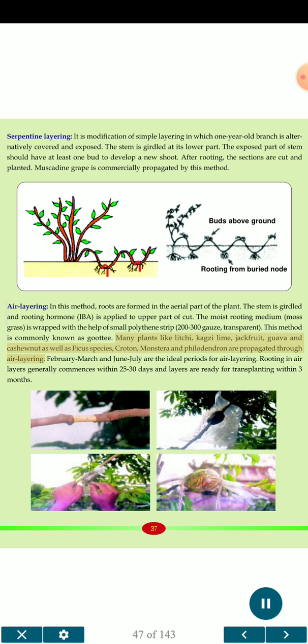Many plants like lychee, Kagzi lime, jackfruit, guava and cashew nut as well as ficus species, croton, monstera and philodendron are propagated through air layering. February, March and June, July are the ideal periods for air layering. Rooting in air layers generally commences within 25 to 30 days and layers are ready for transplanting within 3 months. Buds above ground. Rooting from buried node.